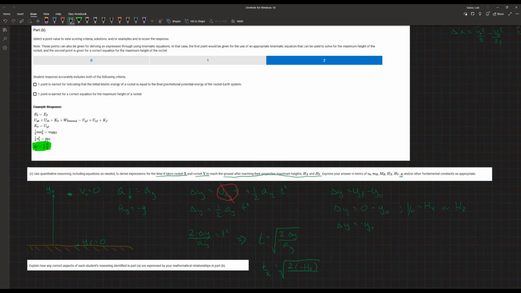Because vertical position was measured positive up and the acceleration is down, this is going to give us a negative g for our acceleration. And what we get is the time for x to fall is given by the square root of 2 times the height of object x all over g.